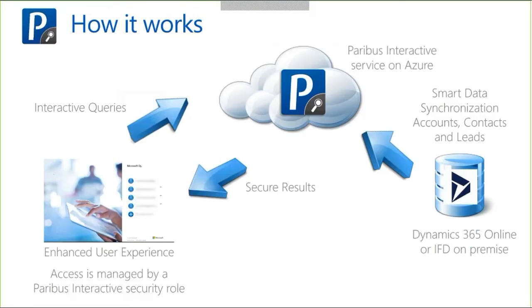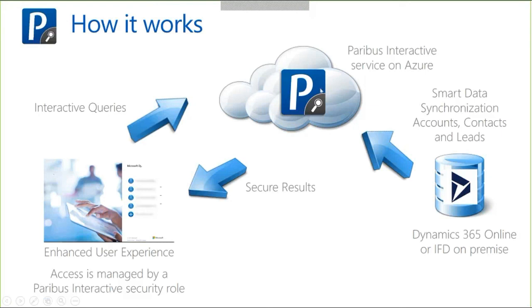So just moving on to a quick, very simplistic overview as to how this hangs together. We're actually running our Paribus service in Azure, or on Azure, which means that we can geolocate to your preferences. So if you're in the US, we have instances fired up there, Australia, Europe, UK, and obviously other instances of Azure as and when demand is required. So we run a service in Azure. We sync certain data, accounts, contacts, leads, and the associated addresses into that service.